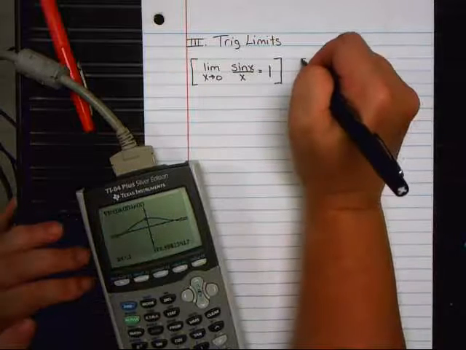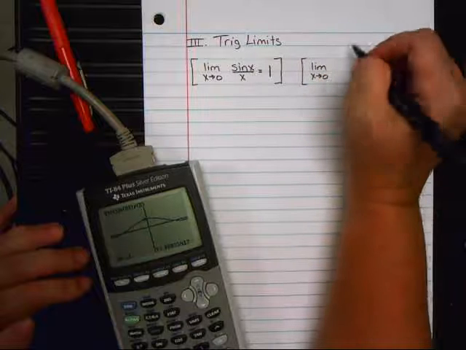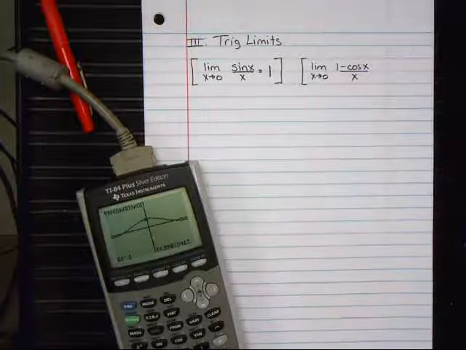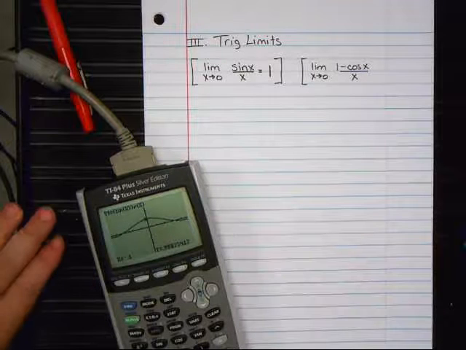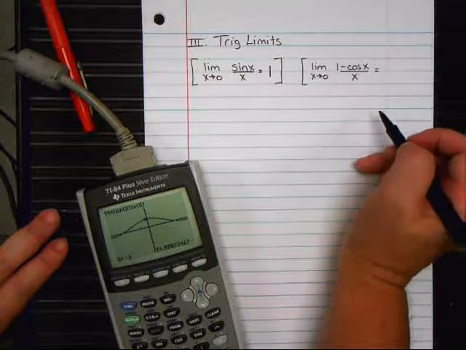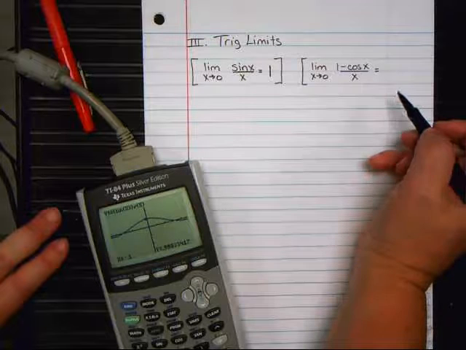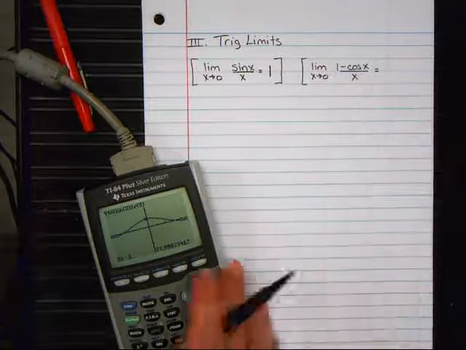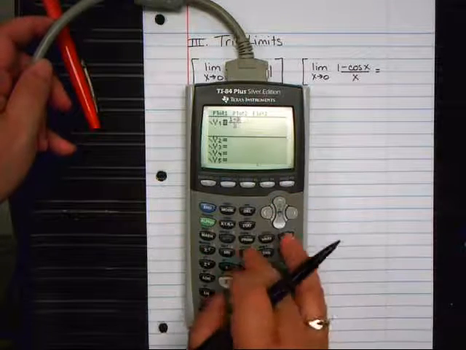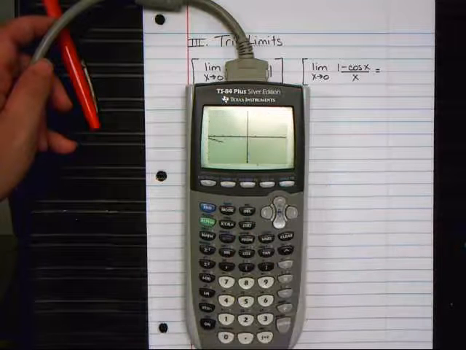Now, another one that you need to be familiar with is the limit as x approaches 0 of 1 minus cosine of x, divided by x. Does anybody remember what the cosine of 0 is? 1. So 1 minus 1 is 0 over 0. We got a problem with this one also. So let me do this one: 1 minus cosine of x, in parentheses, over x, graph.